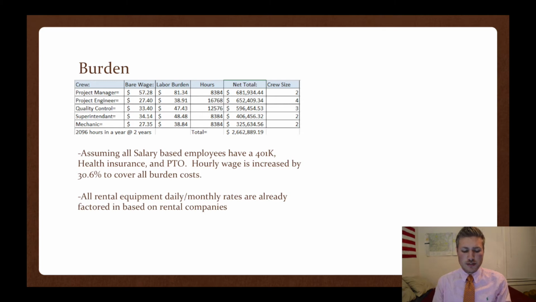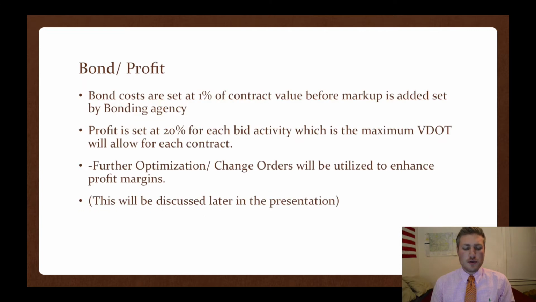All rental equipment, daily and monthly rates are already factored in based on rental companies. For this project, we put a bond rate of 1% of the contract value before the markup. We set all profit to 20% for each bid activity, which is the maximum VDOT will allow for this contract. Further optimization and change orders will be utilized to enhance profit margins, which we'll discuss later on in this presentation.